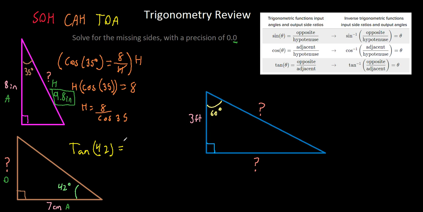Well, we don't know what opposite is, so I'm going to go ahead and just call that x for now. And only because I don't want to put O on top, because it's going to look like a 0, and it's going to confuse you. So let's call this one x, and we're going to set that over adjacent, which is just 7 centimeters. Well, again, this just becomes an algebra problem. So we multiply by 7 on both sides to cancel it out. And we get 7 times tangent of 42 equals x, or the opposite side.